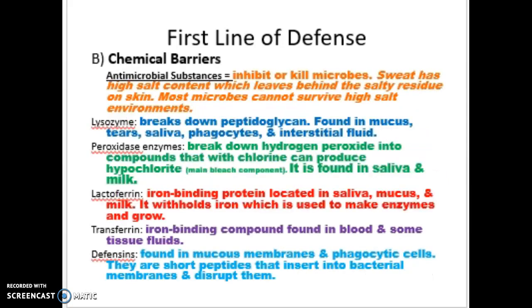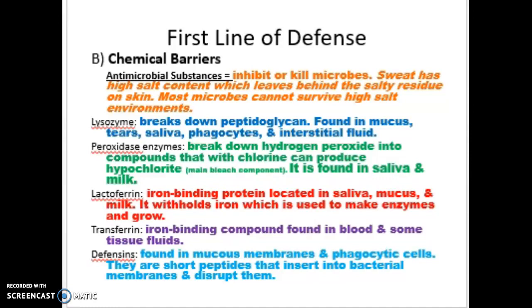When we look at chemical barriers, a lot of these are going to be considered antimicrobial substances. Those substances are going to be the types of things that your body produces that will either inhibit or kill microbes. Sweat actually has a high salt content that leaves behind a salty residue on your skin. That's why most microbes can't necessarily survive in high salt concentration. So by increasing that salt, it actually prevents a lot of microbes from landing on your skin and reproducing.